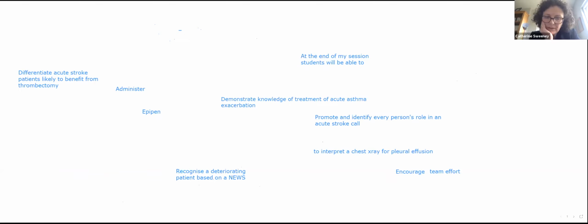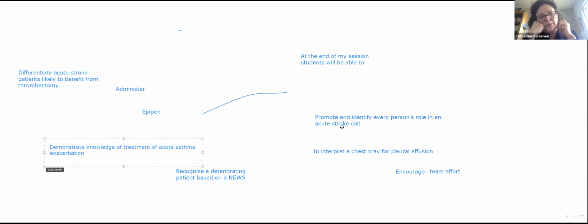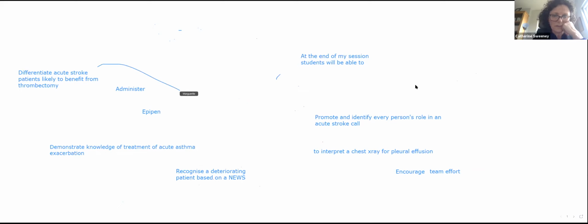I see someone in the chat has put in interpret ECG rhythms. That's a good one. So what you're going to do then is start thinking about what the teaching and learning activity is going to be that goes with your learning outcome. So, demonstrate knowledge of treatment of acute asthma. They're going to demonstrate it then by your teaching and learning activity, where you're going to give them an opportunity to demonstrate that knowledge and practice.